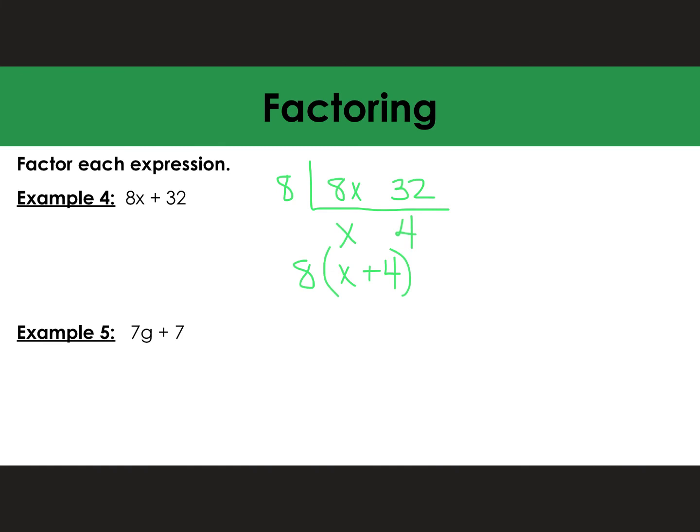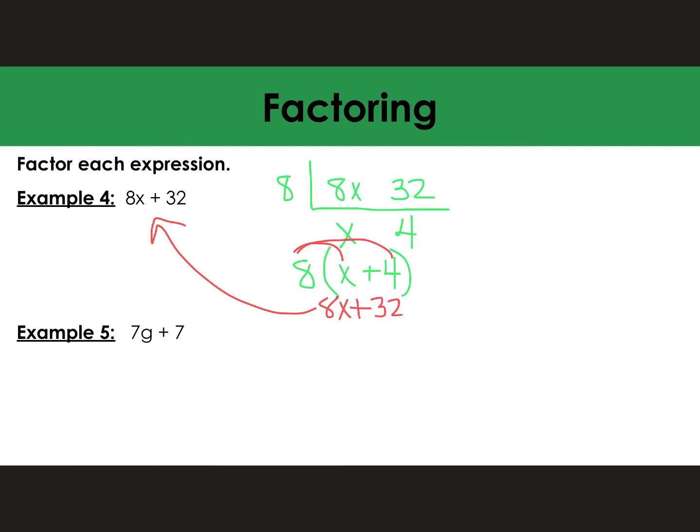Now we can go backwards. Let's go backwards real quick and show that we end up with what we started with. If I did 8 times x, that's 8x. 8 times 4 is 32, and it's plus. So we're just changing forms here. We end up back with what we started.